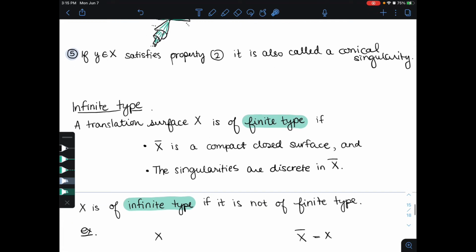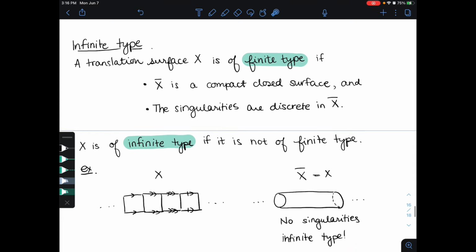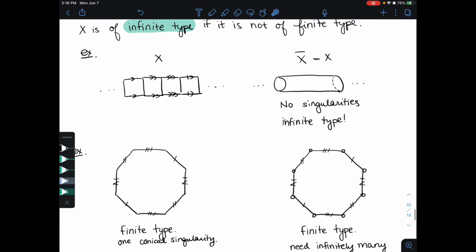So the first example is, let's say I have a row of squares glued together in this way, and just the top and the bottom of each square is identified. So there's no vertices of infinite degree, and so once I'm done identifying all this, I get an infinite cylinder. There's no singularities. The metric completion is the translation surface itself. It is not a compact closed surface, and so this is not a finite type. It's of infinite type, and it doesn't have any singularities. And notice that the fundamental group is finitely generated here. Okay, let's look at a second example.